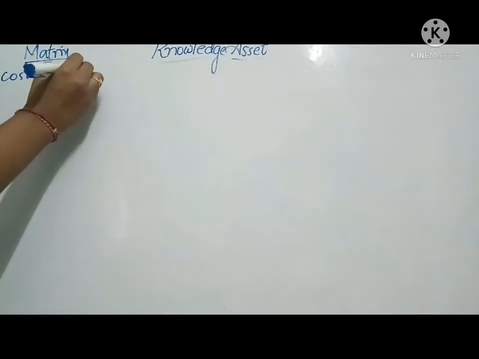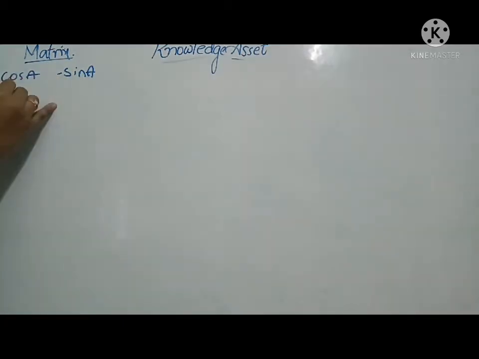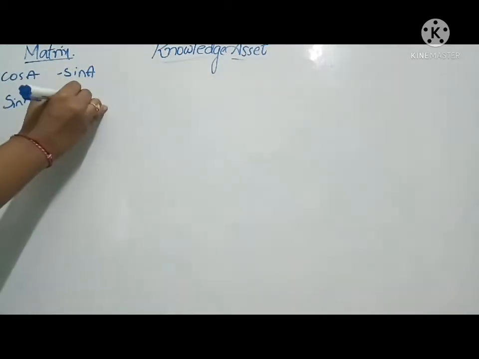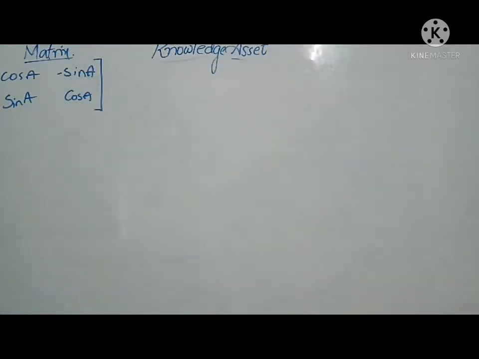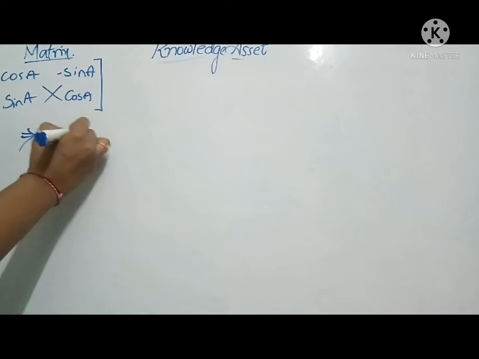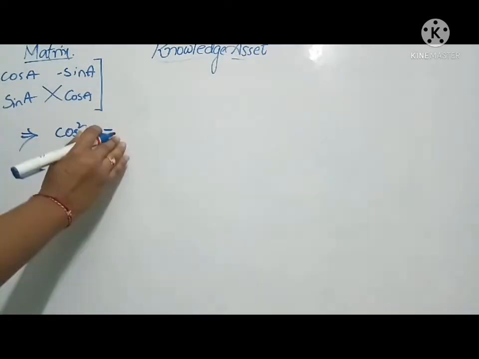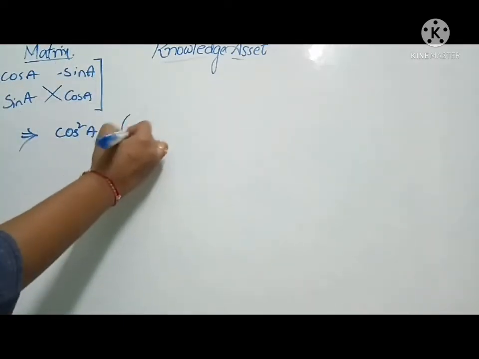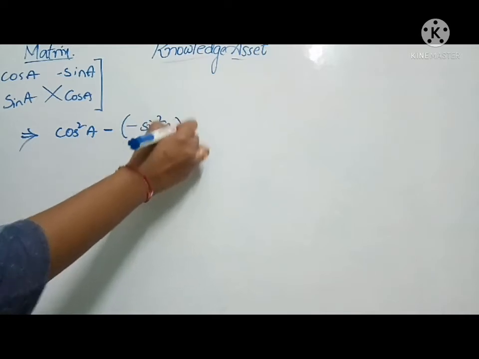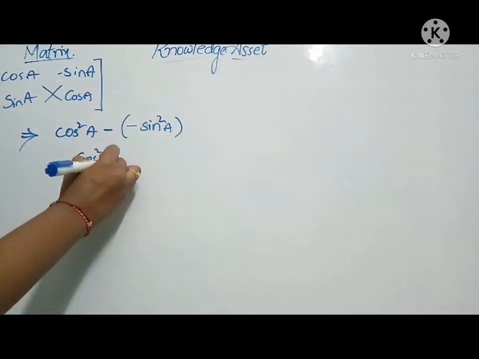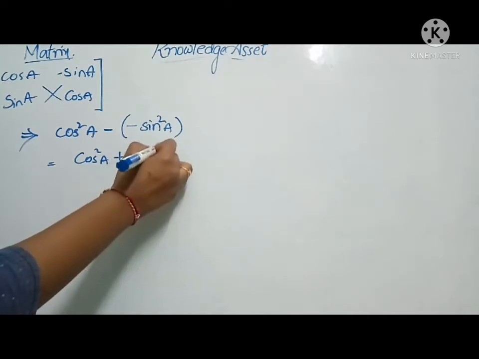cos A, minus sin A, sin A, cos A. What is the determinant of the matrix? It means AD minus BC. Whenever a question is asked on determinants, do AD minus BC for a 2 by 2 matrix. Here AD minus BC means cos A into cos A is cos square A, minus sin A into minus sin A, which is sin square A. So that is cos square A minus minus sin square A, which is cos square A plus sin square A.